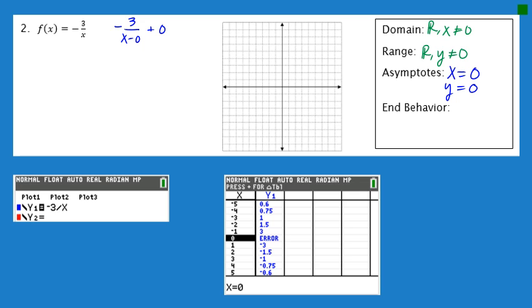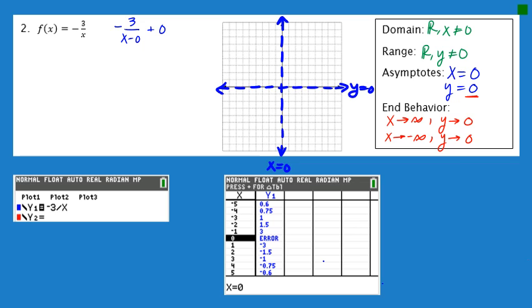And then for the end behavior, I still need to have x going towards infinity and -infinity, but both of my y values are going to go towards the y asymptote, or the horizontal asymptote, which is 0. So I'm going to plot those asymptotes on my graph. So this is x equals 0, and then y equals 0 is horizontal.